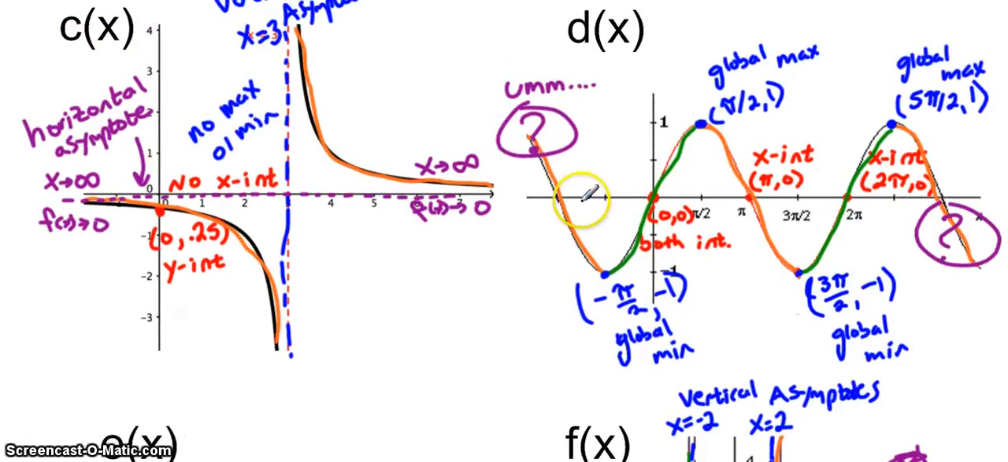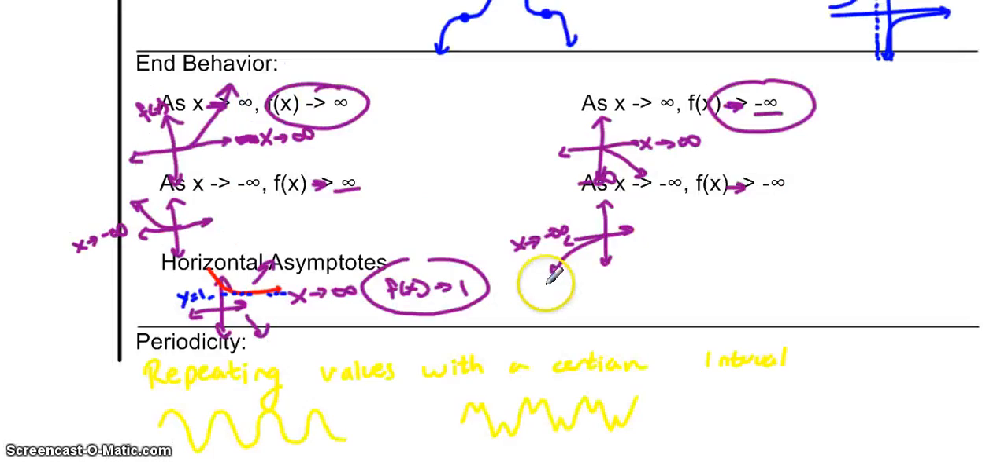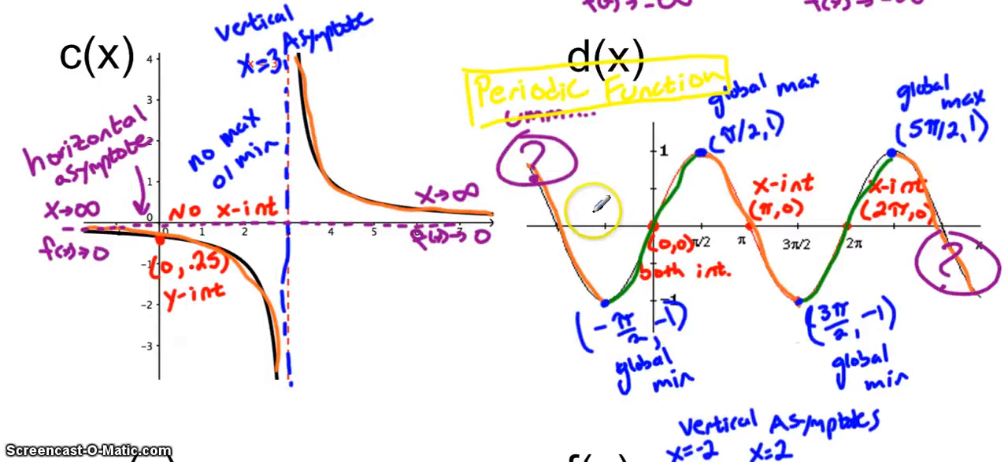But d of x, what's going on there? It keeps going up and down, it's oscillating. I don't know where it's going in its end behavior. For this, we can use the word periodic or periodicity, which means repeating values within a certain interval. And there's a couple examples here. So although we really can't talk about the end behavior, I would call d of x a periodic function because, as I'm showing you, the values continue to repeat over and over.